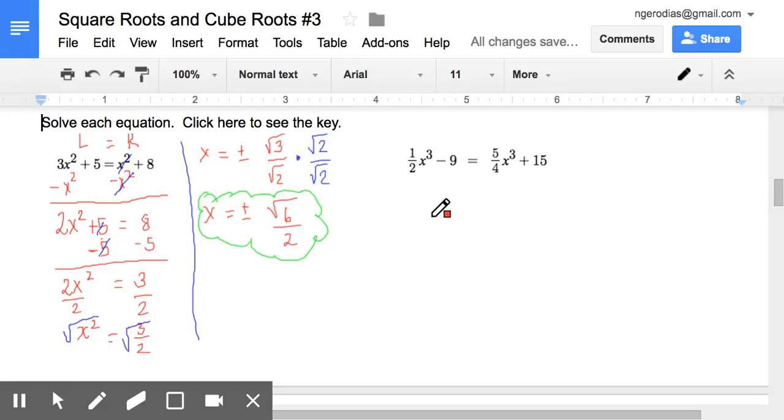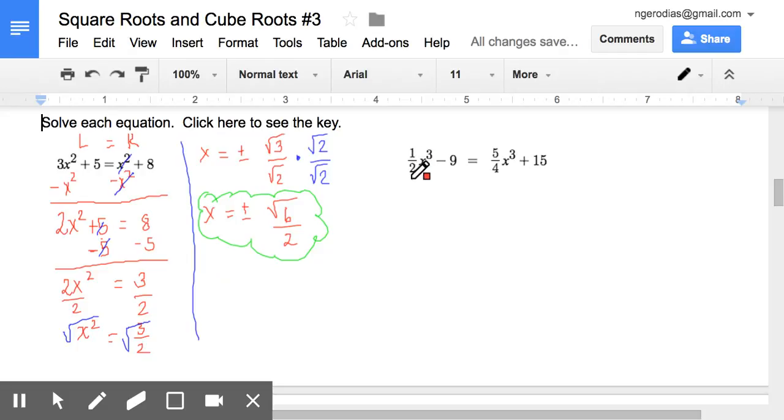So the first thing that I probably will do is I want the 1/2 to become a whole number. So how do I make 1/2 become a whole number? I don't want a fraction.